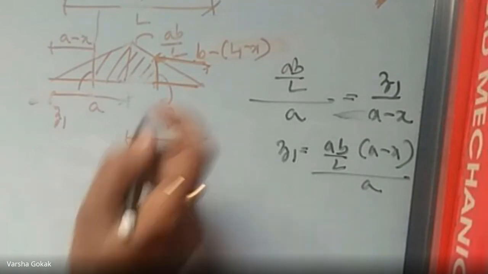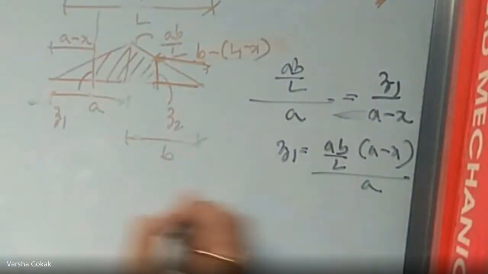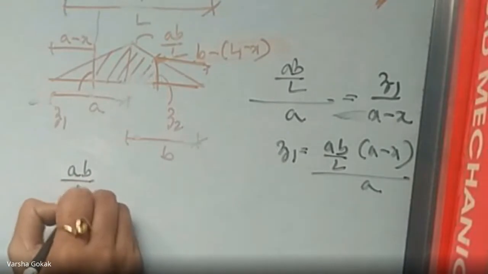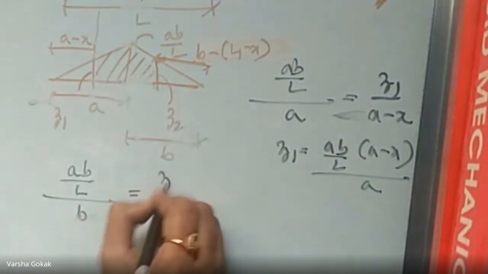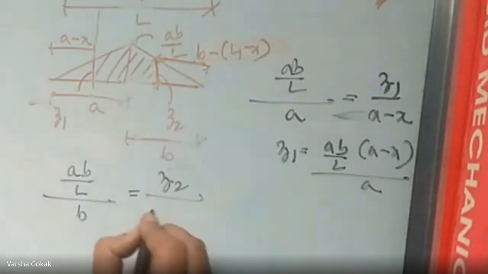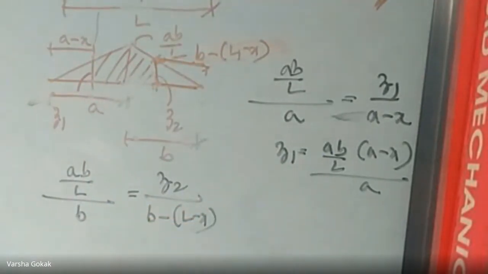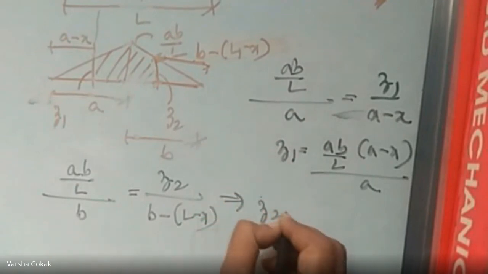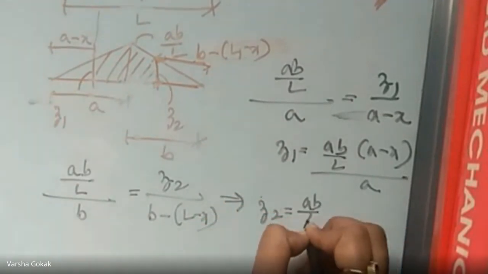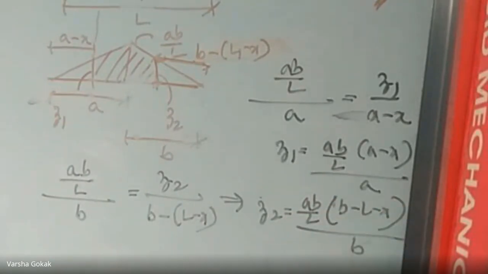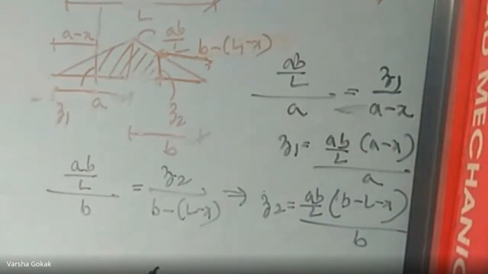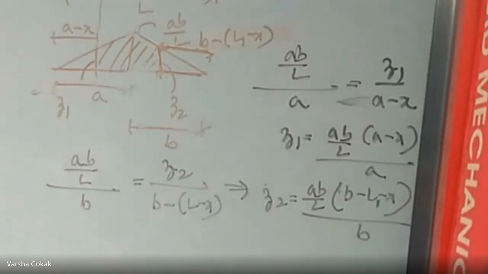Then for Z2, AB by L divided by B will be equal to Z2 divided by B minus L1 minus X. So from here I get the Z2 value, that is how much? AB by L into B minus L1 minus X divided by B. B and A can get cancelled. Yes? B minus L1 minus X, correct.